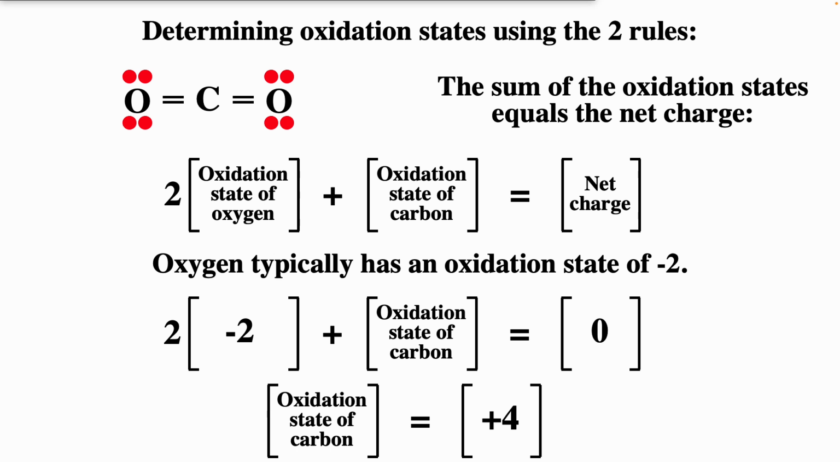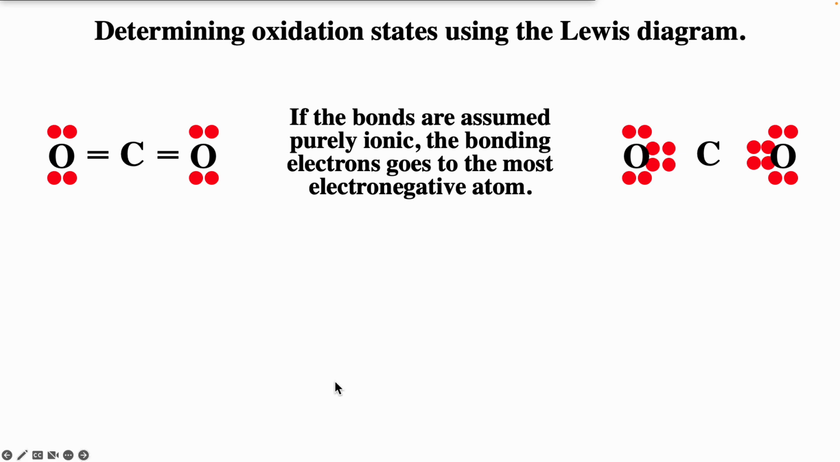Now if we want to do the Lewis diagram method, we start by drawing the Lewis diagram. Now remember that oxidation state is the charge an atom would have if the bonds were purely ionic. And so what we do is we draw the structure as if the bonds were purely ionic. And so oxygen is more electronegative than the carbon, and so the oxygen gets all the bonding electrons. And so now we have that.